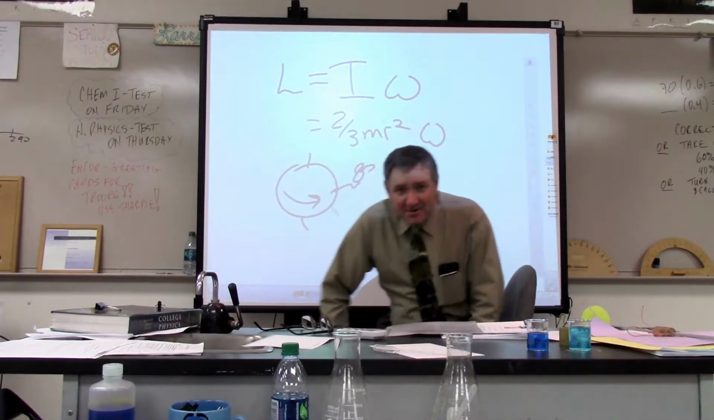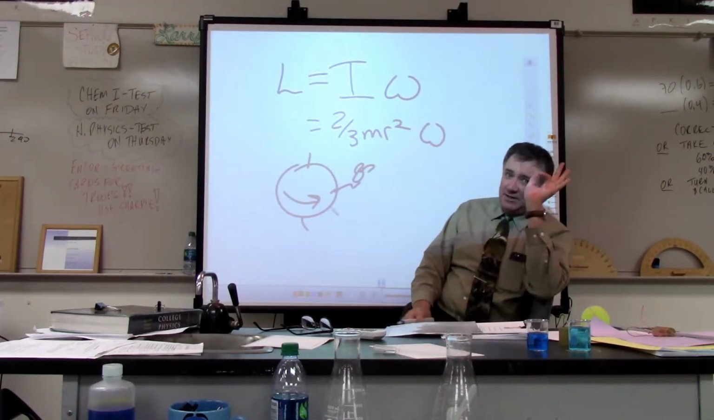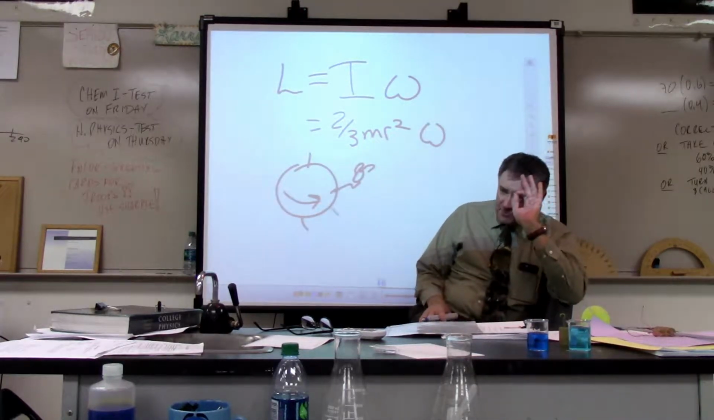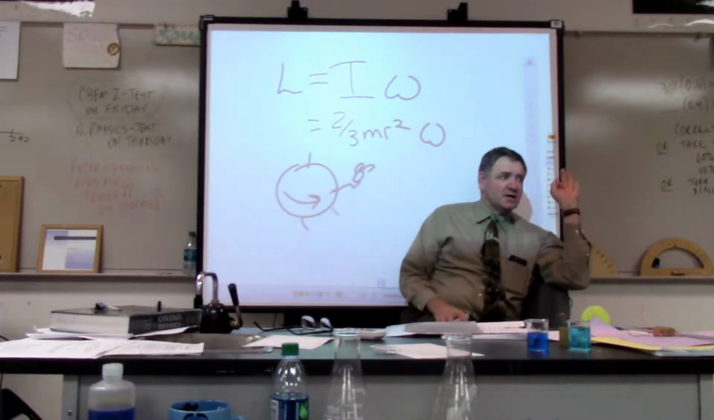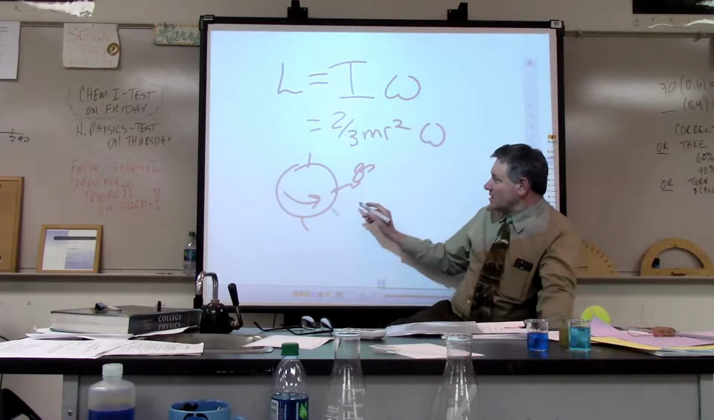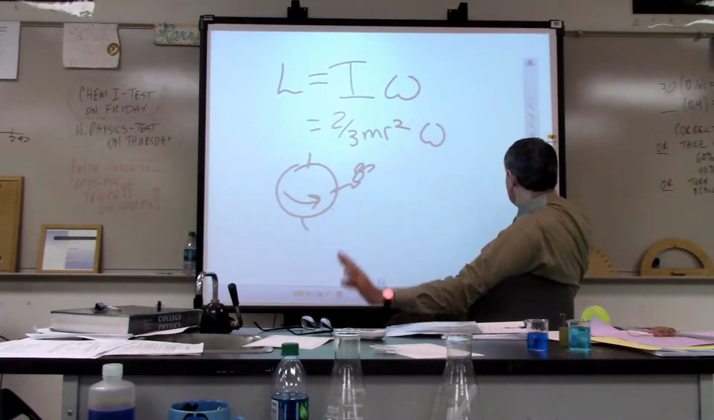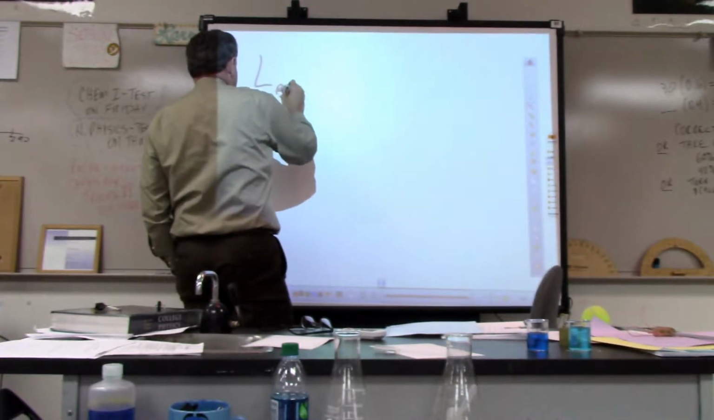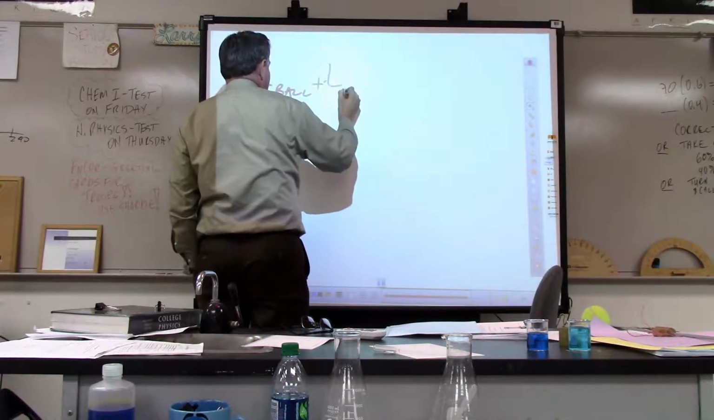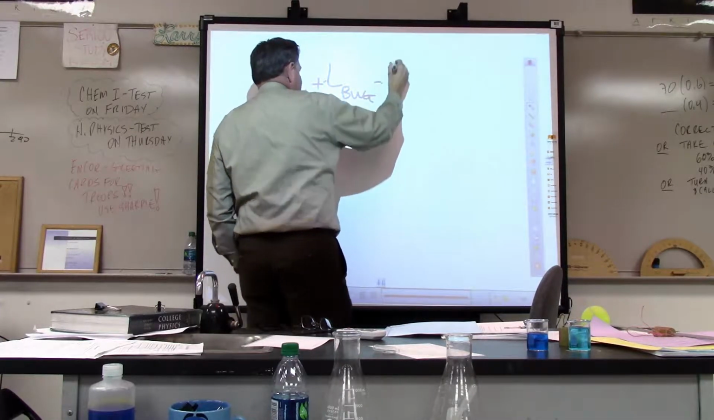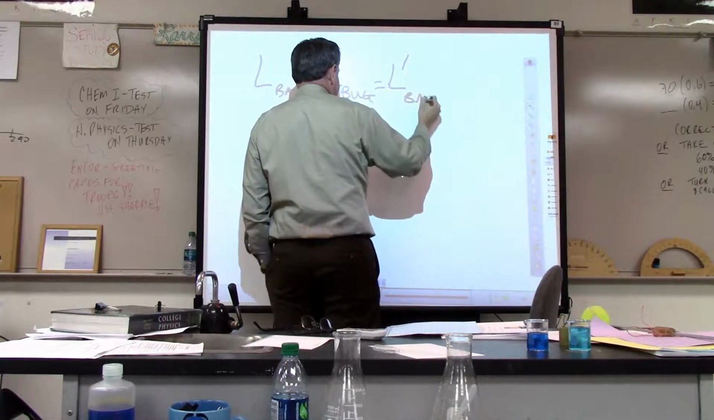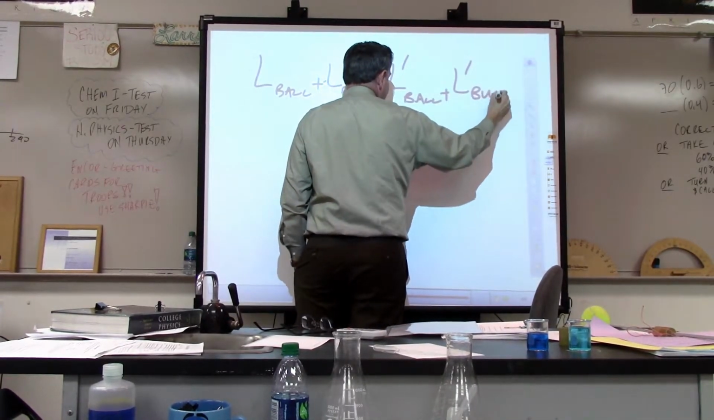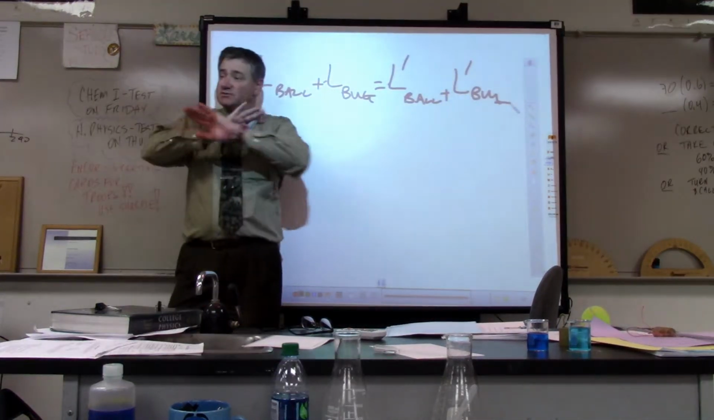Now, here's the big picture. Here is the ultimate big picture. So, this is a conservation of momentum problem. The only difference is it's an angular momentum problem. So here's what you've got, and this is how you're going to start 17. You're going to have L of the ball plus L of the bug is going to equal L prime of the ball plus L prime of the bug. Okay, that's it. Start with this.